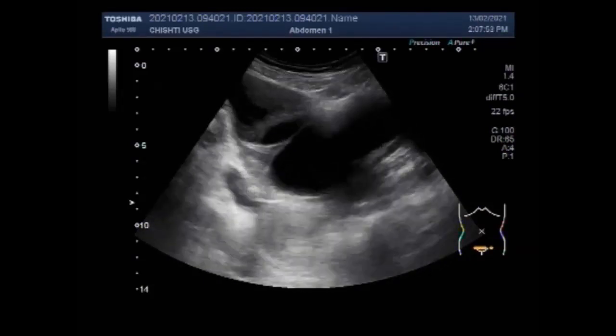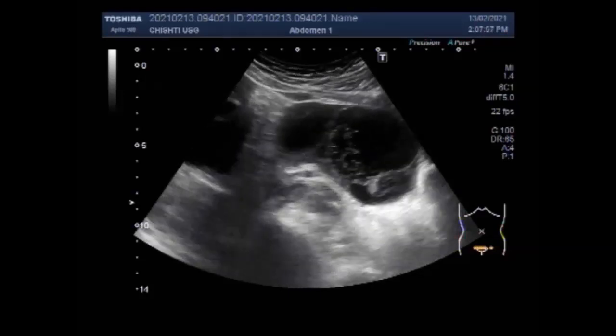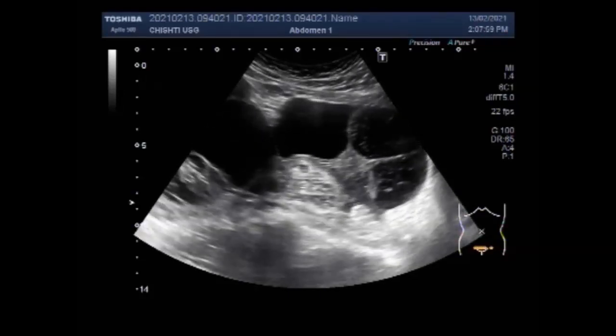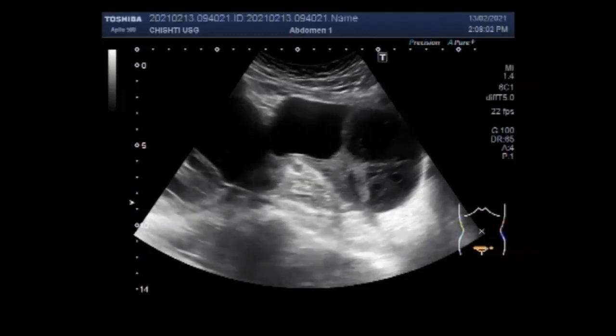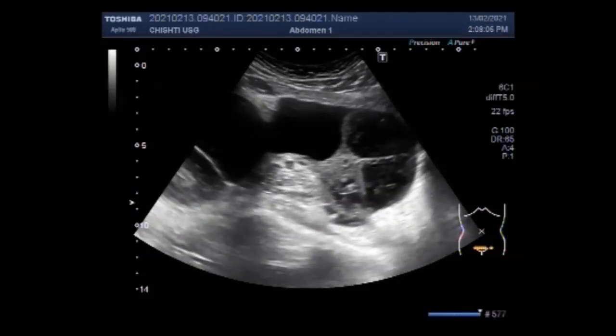Now you can see the multiple cysts on both sides, and first we focus on this right ovary. This right ovary shows this one is a simple cyst, this is also a simple cyst, and this one is a hemorrhagic cyst. These are in the right ovary.